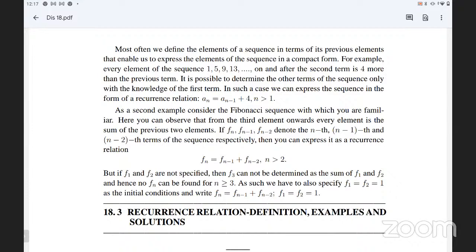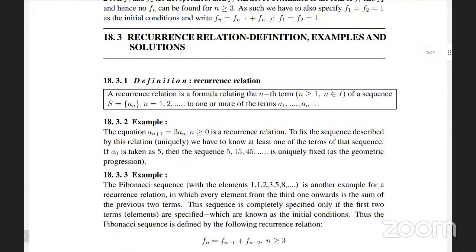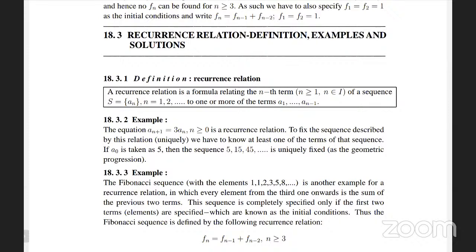The definition: a recurrence relation is a formula related to the nth term of a sequence S equal to the bracket of s(n), where we have terms a1, a2, and so on up to a(n minus 1) term. All the terms we write in the form of a set, and that total group is called the sequence S. Writing the nth term this way is called a recurrence relation.